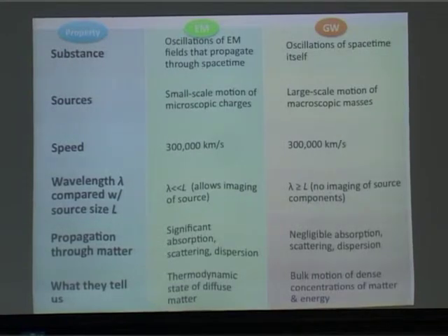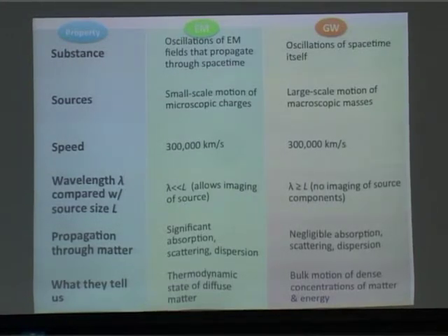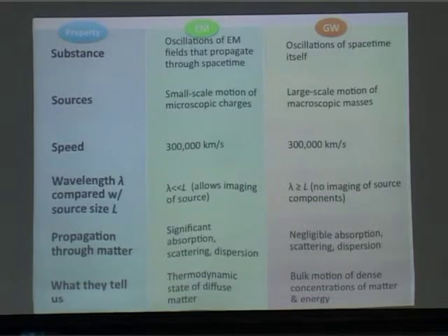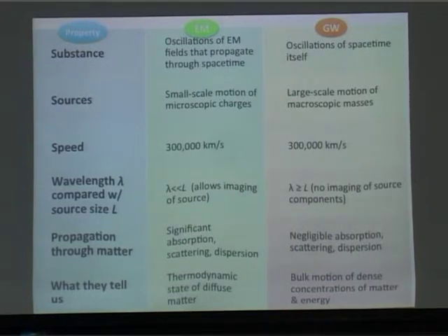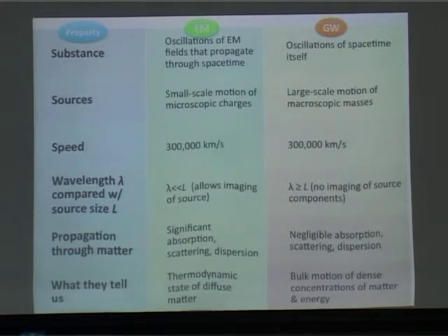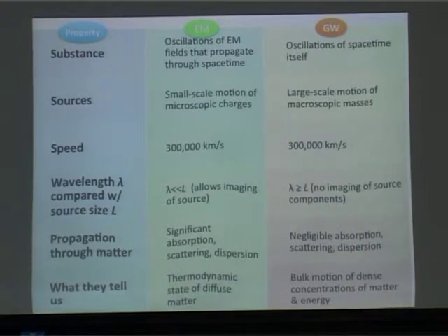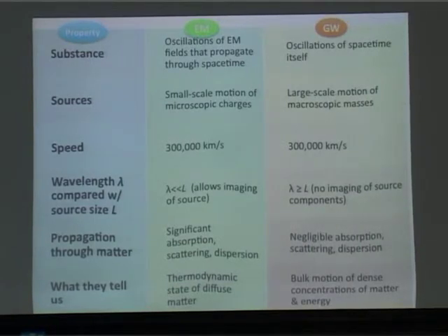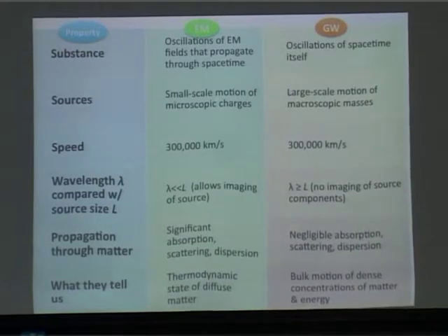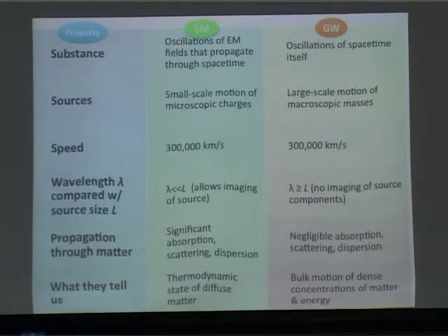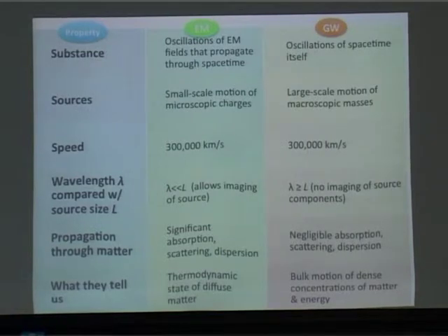The sources of electromagnetic radiation are generally very microscopic in scale. So when I look at a star, the source of radiation coming from that star is essentially on the atomic scale in the atmosphere of the star. Whereas gravitational waves are really generated by large-scale motions of massive, dense objects, like, for example, two big black holes going around each other. So both waves propagate at the same speed, the speed of light, but the wavelength of the waves produced compared with the size of the source is very different.